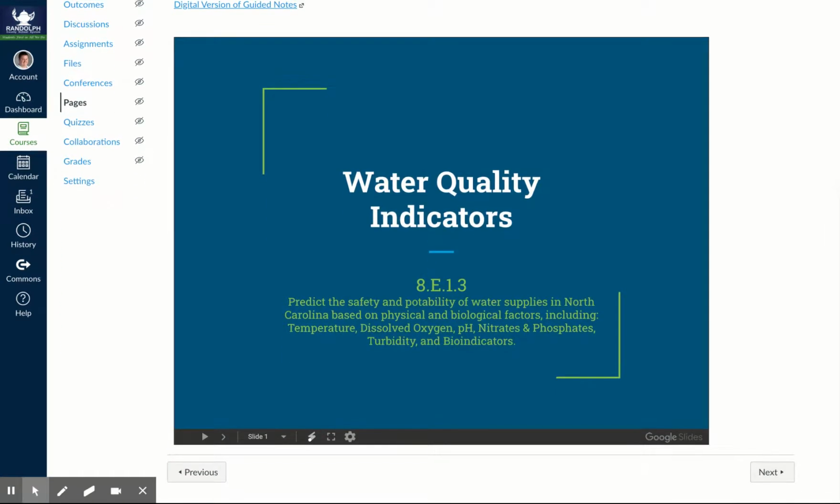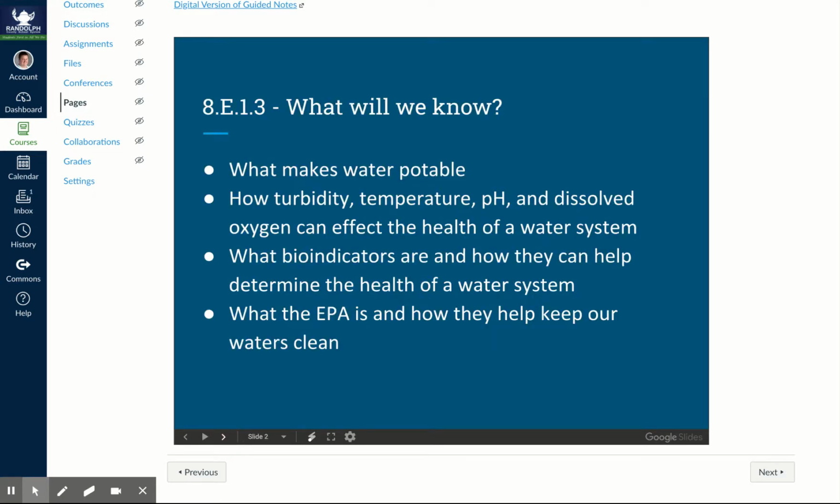This Google slide deck covers standard 8E13, where we are looking at the safety and potability of water supplies in North Carolina based on the physical and biological features or factors, including temperature, dissolved oxygen, pH, nitrates, phosphates, turbidity, and bioindicators. So by the end of covering this unit or this section, we're going to be able to see what makes water potable. Potable is it clean? Is it healthy? Can we use it? So several things go into that.